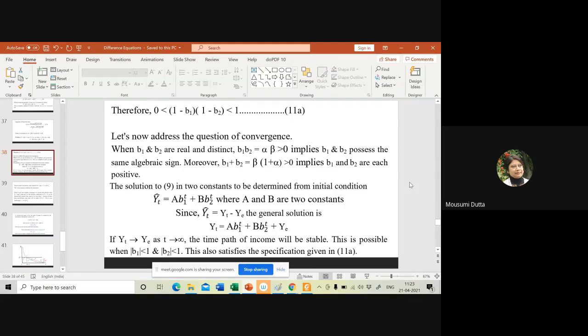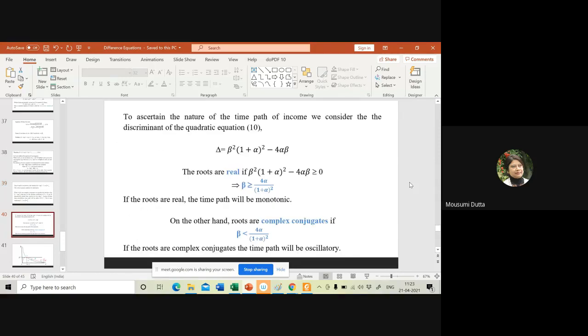And then we considered one more condition in terms of the discriminant of the equation. So I mentioned that if roots are real, that is, real and distinct or real and repeated, that is beta greater than or equal to 4 alpha by (1 plus alpha) whole square, in that case, the time path will be monotonic. Otherwise, the time path will be complex conjugates.